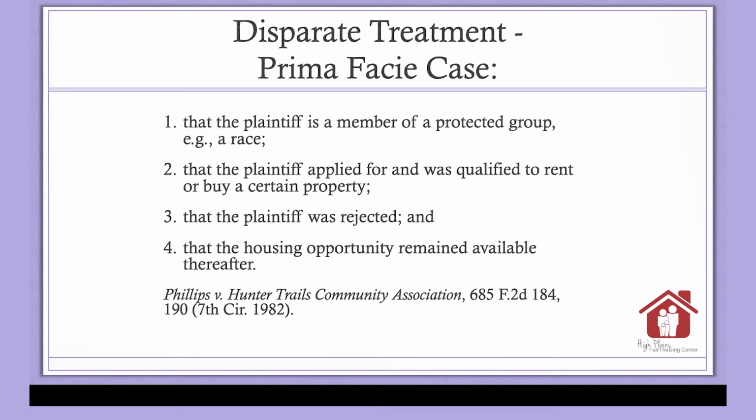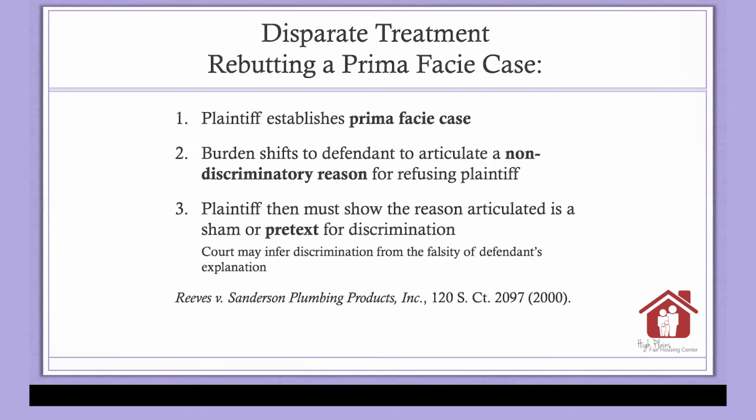If you articulate that it looked like the plaintiff was qualified to rent or buy a particular property and was rejected, then it raises this rebuttable presumption of why in the world was someone rejected who was qualified, and it looks like it was because of membership in a protected category. That is the rebuttable presumption that the defendant would thereafter have an opportunity to rebut.